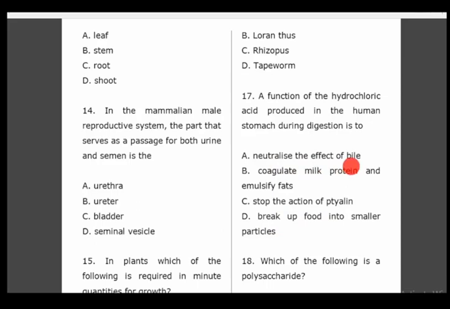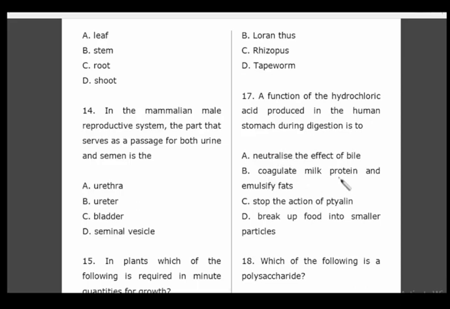Neutralizing the effect of bile is not the function of the HCl. Why? Because the first thing that happens to the food when it gets into the stomach is the action of the HCl, which helps to change the form of the substance coming from the mouth. For some of the enzymes to act on the food, it needs to be in an acidic medium. So that is why we have the HCl there. So it is not to neutralize the action of the bile.